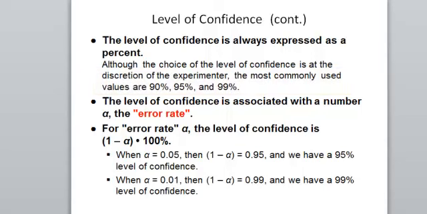The level of confidence is associated with an alpha, the error rate. For the error rate alpha, the level of confidence is (1 minus alpha) times 100. And we went through this just a bit.